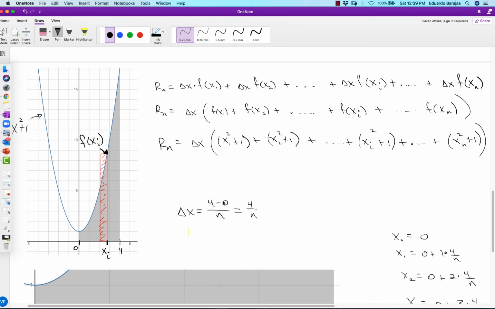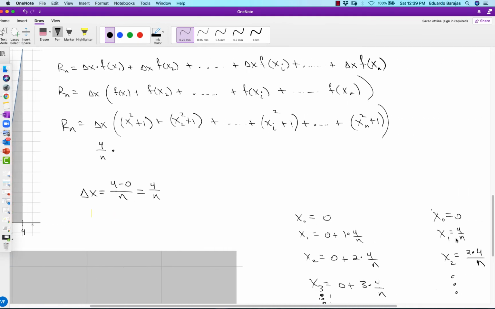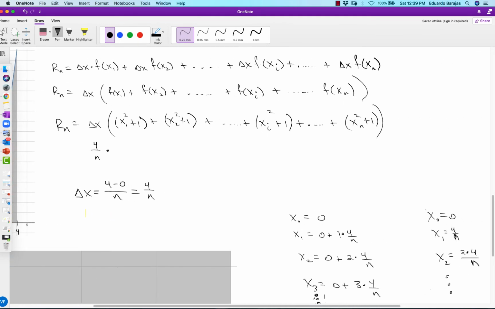Good. And as we see right here, delta x is equal to 4 over n. I'm just going to replace that here. This is 4 over n times... Now x sub 1, we have these little patterns over here. x sub 1 is equal to 4 over n. x sub 2 is 2 multiples of delta x, so that was 2 times 4 over n, and so on and so forth. So this becomes 4 over n squared plus 1, plus 2 times 4 over n squared plus 1.